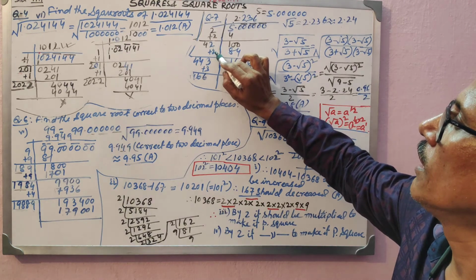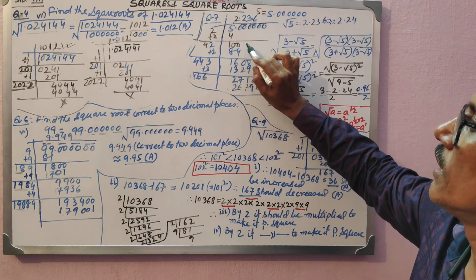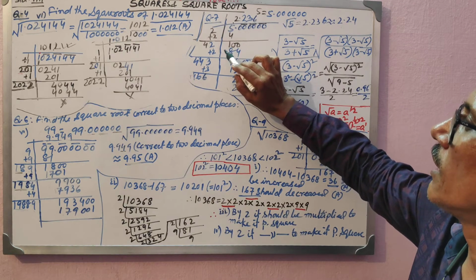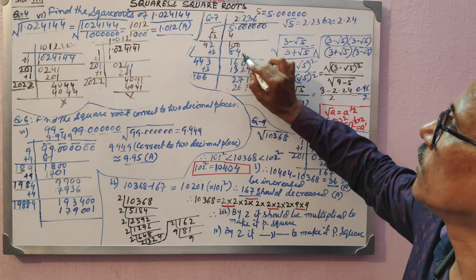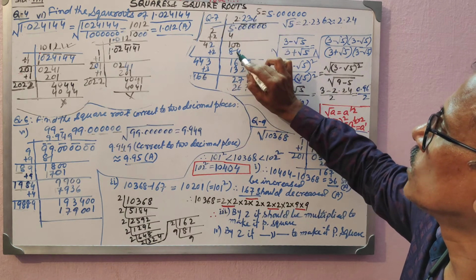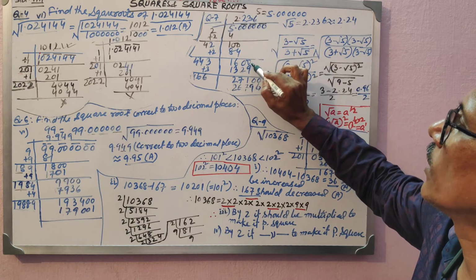If you put 3, then 3 4s are 12, and it will exceed 100, 126 will come, so it will not go. So 2 will go. 42 into 2 is 84. On subtraction you have got 16. The next pair of 0s came down.